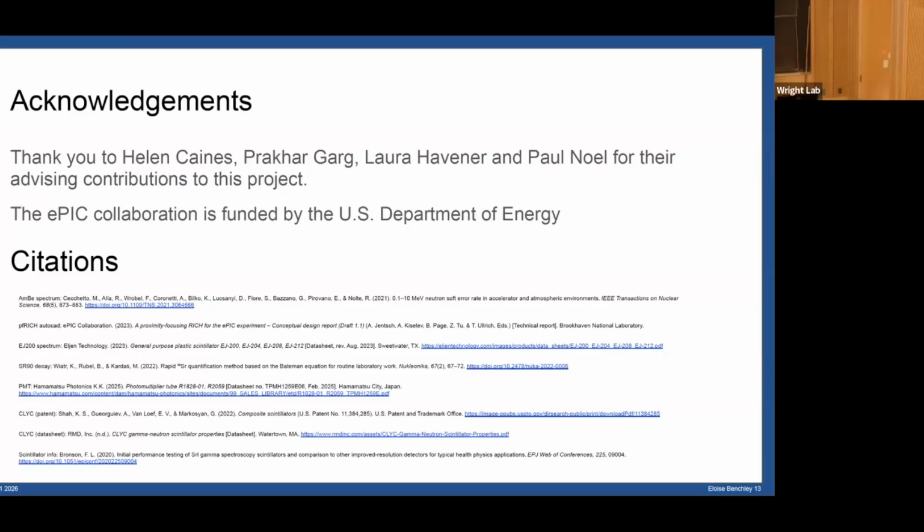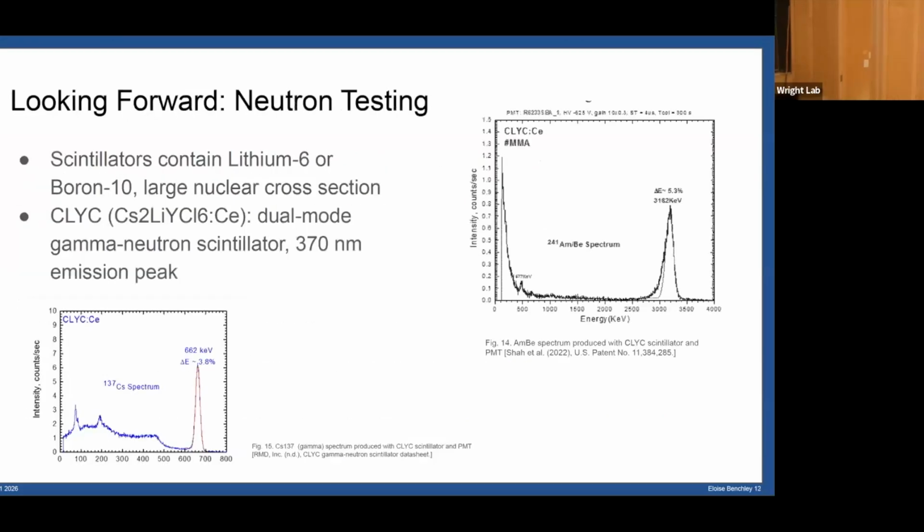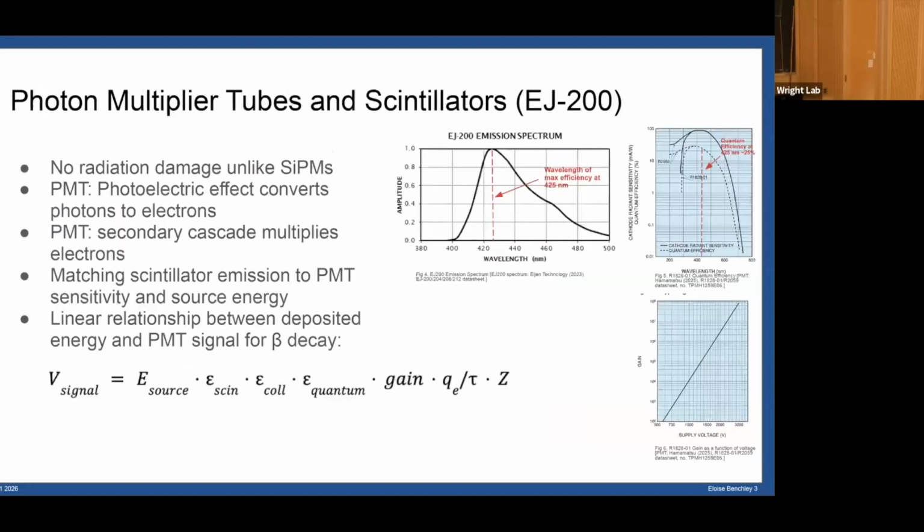So it looked like a lot of your PMTs respond, right? Mhm. What kind of wavelengths do you expect? Well, you can look at its sensitivity. Are you talking about in the scintillator or the PMT sensitivity? Like here. Yeah, well, so this is specific to EJ200.